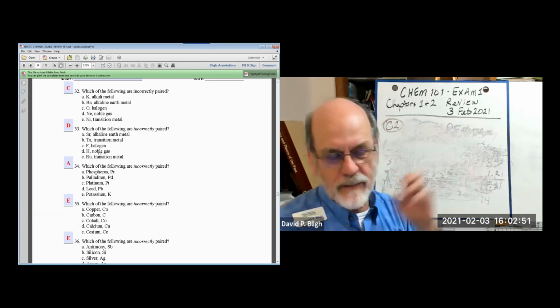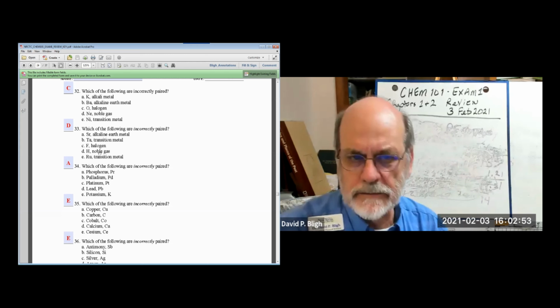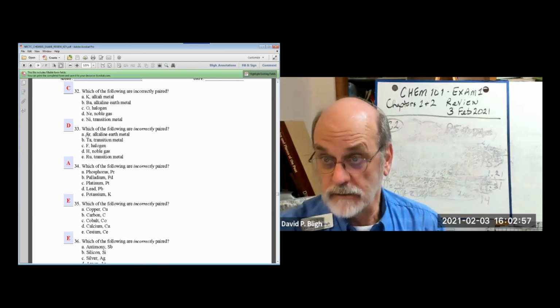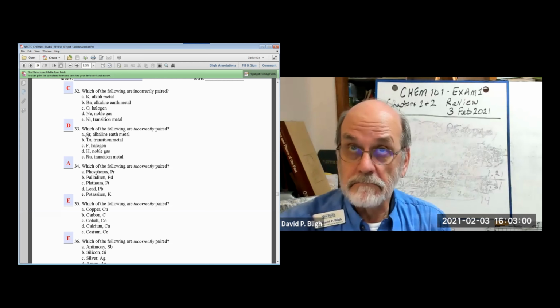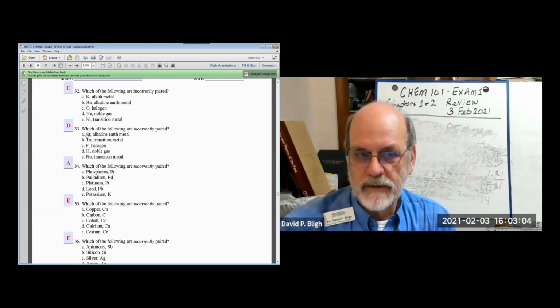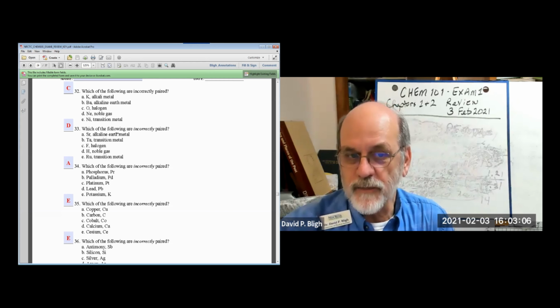Incorrectly paired. I'm not going to write this one on the board. So let's see, is this right? SR, what is SR? Strontium. Strontium is an alkaline earth. It's in the second group, which makes it an alkaline earth metal. That's true.